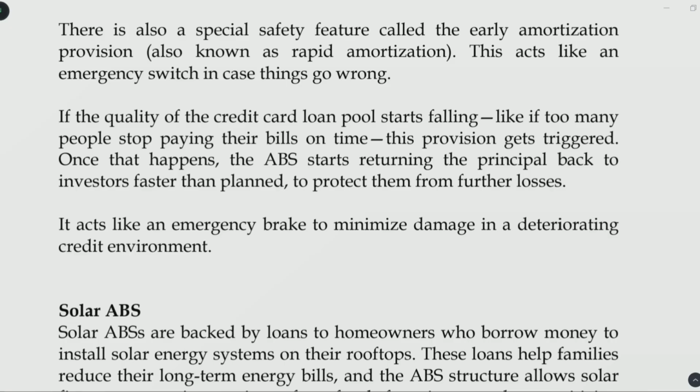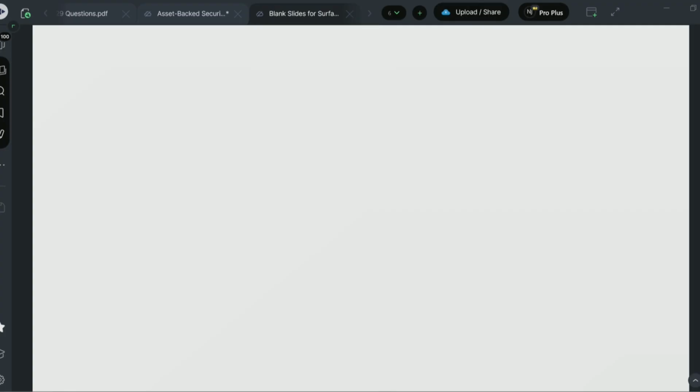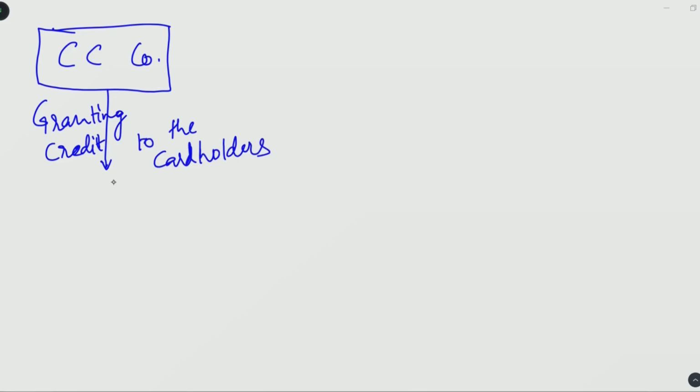Alright, whatever I have read is easily understandable, but let me go into a little more detail. I'll write something important for you over here. Please pay attention. So, first of all, say there is a credit card company, and what is the credit card company doing? It is granting credit to the card holders. Okay, it is granting credit to the card holders.